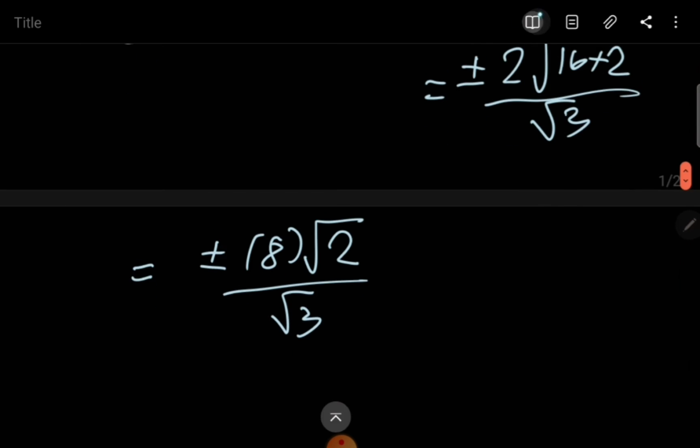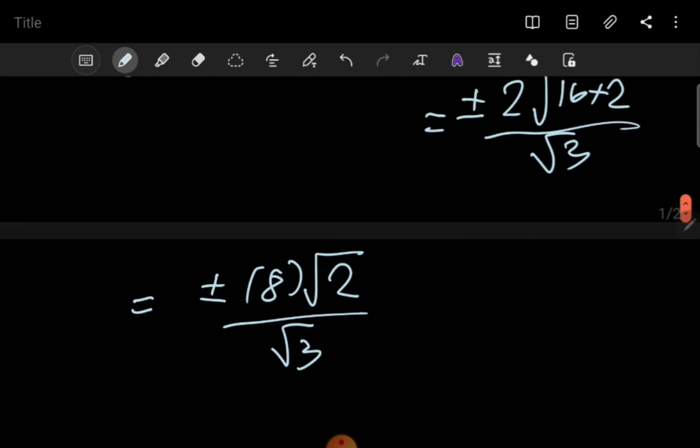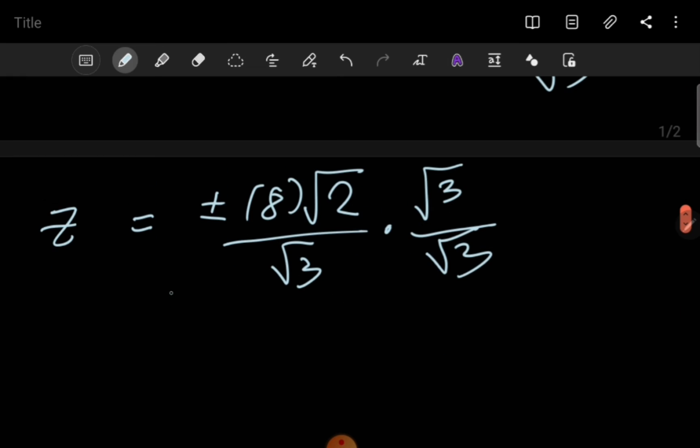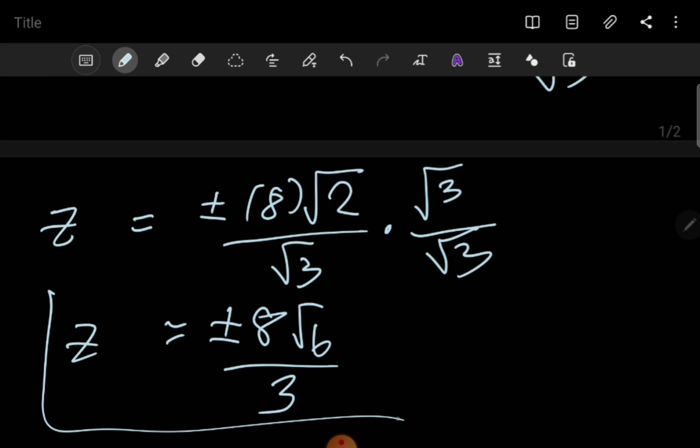Now, we want to rationalize this fraction, since we have a denominator that is a radical, and we do not want that. So we will multiply both the numerator and denominator by the square root of 3. Therefore, we have positive or negative 8 square root of 6 over 3. And this is our answer.